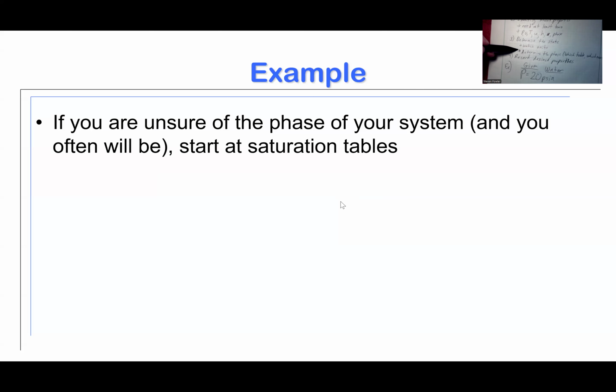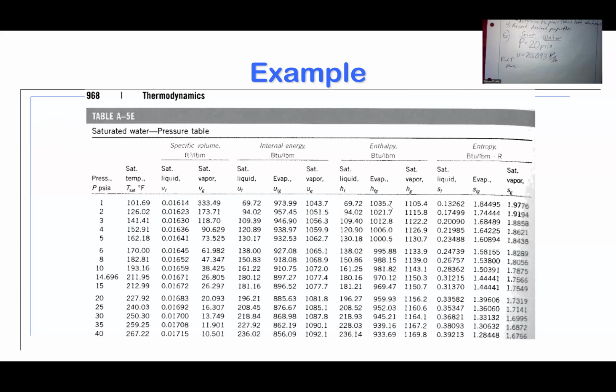And so that's what we're saying here: if you're unsure what your phase is, and you normally will be, go back to your saturation tables and build your chart. That will normally help you. I don't normally have copies of the tables in my PowerPoint. So you're going to want to have your text available, whatever you're planning to use for the test, because you need these property tables for the test. So an older edition of the textbook is beautiful for this. And just go pull those property tables out.